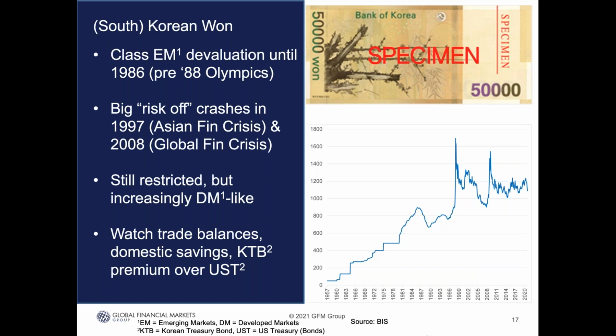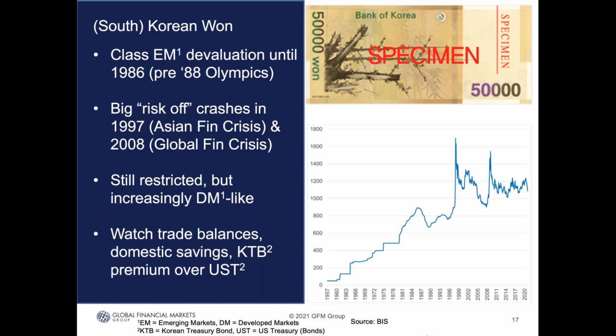The won then appreciated. It came back to less than 1,000 won to the dollar right before the global financial crisis, where again it crashed to around 1,500 won to the dollar. And it's actually been relatively stable since it recovered to less than 1,200 won to the dollar after the global financial crisis. So long term, it almost looks like an emerging market devaluation story.